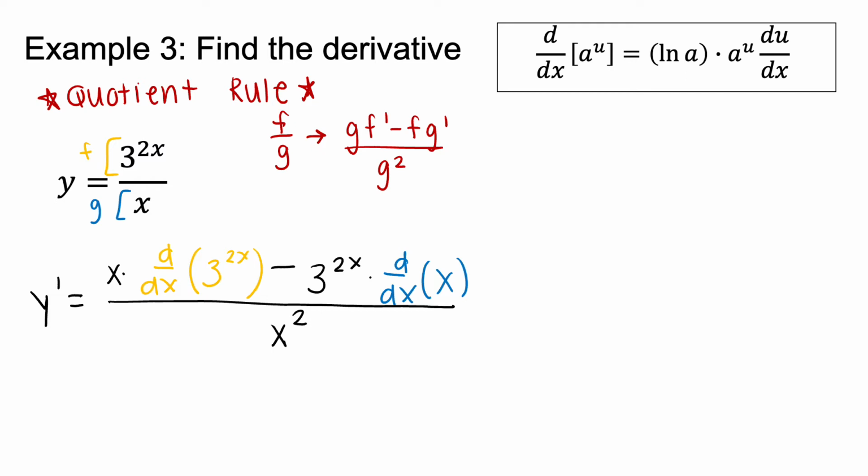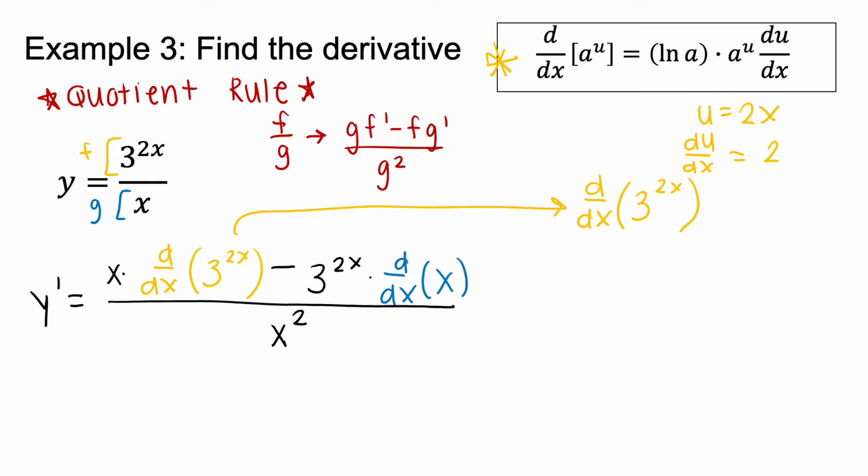So now we've taken care of the quotient rule, so let's go ahead and do each of those derivatives. Let's start by finding the derivative of 3 to the 2x, and we're going to do that using our new rule. So here our a is equal to 3 and our u is equal to 2x. That makes du dx just equal to 2. So following the formula here, this would be the natural log of a, so the natural log of 3, times a to the u, so times 3 to the 2x, times du dx, which would be equal to 2.